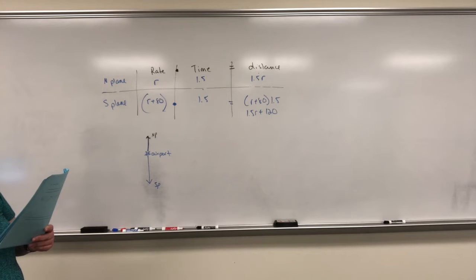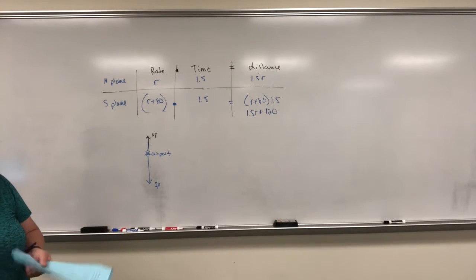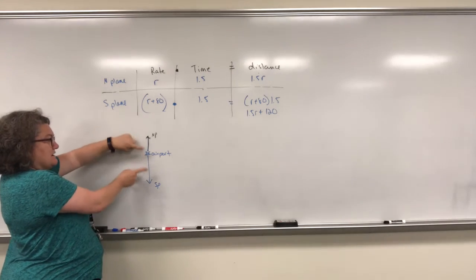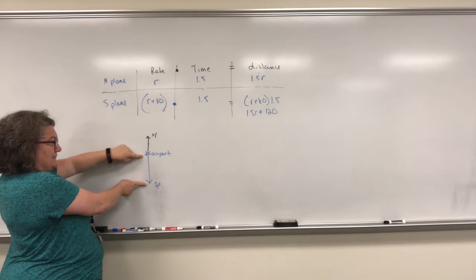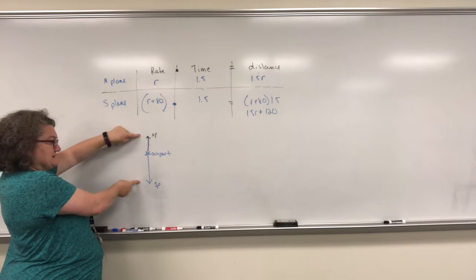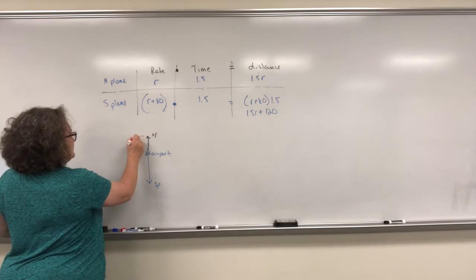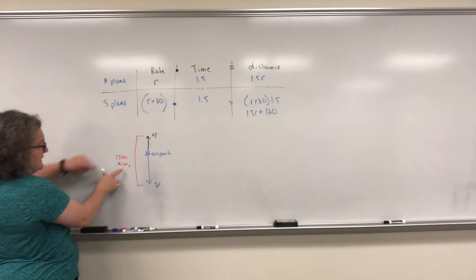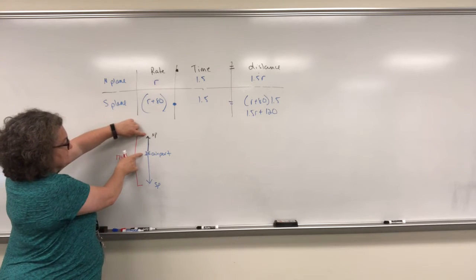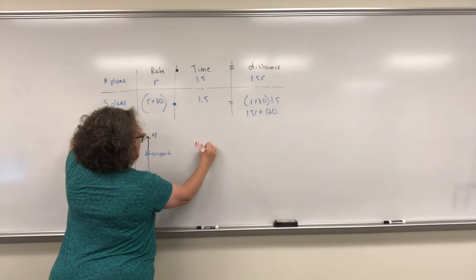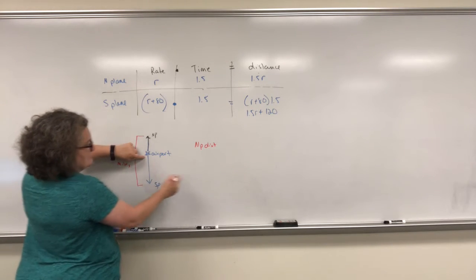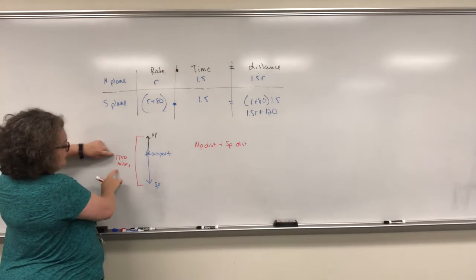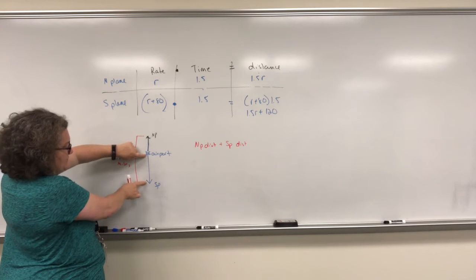And it says the planes are 1,740 miles apart. What does that mean? Does that mean this distance is 1,740? Does that mean this distance is 1,740? Or does that mean this whole distance is 1,740? That means that this whole distance here is 1,740 miles. What is it made up of? It's the distance of the north plane and the south plane.